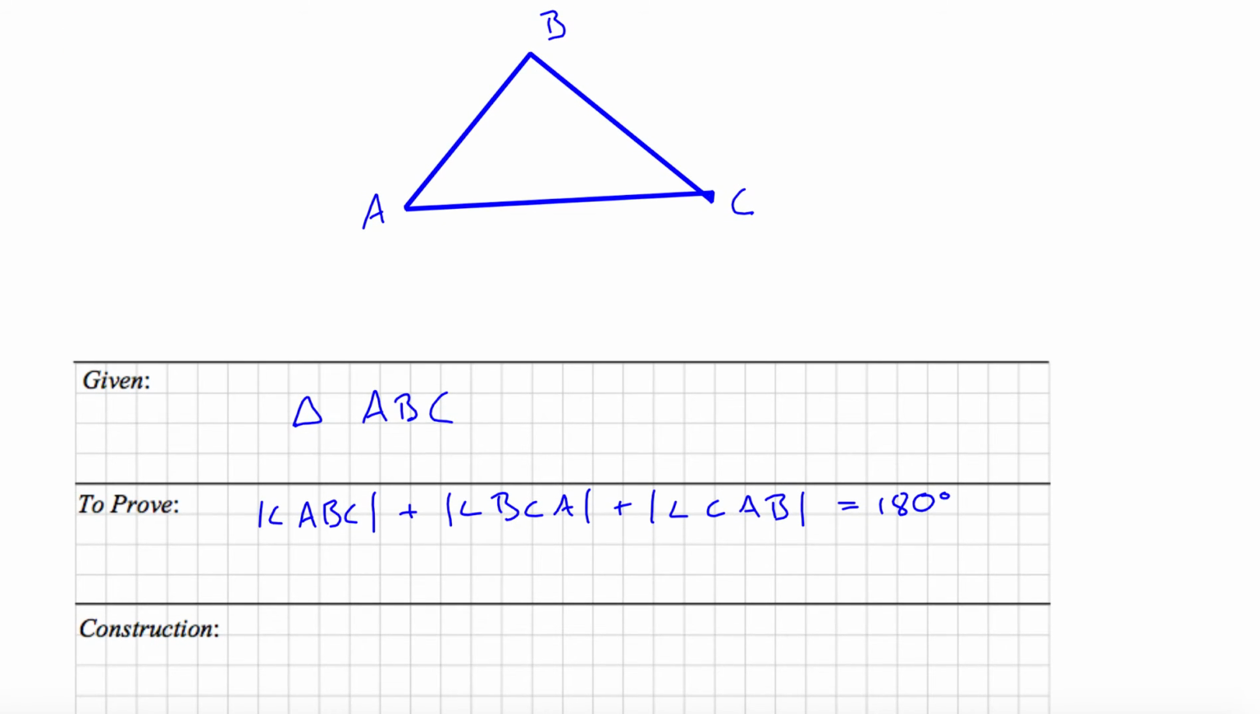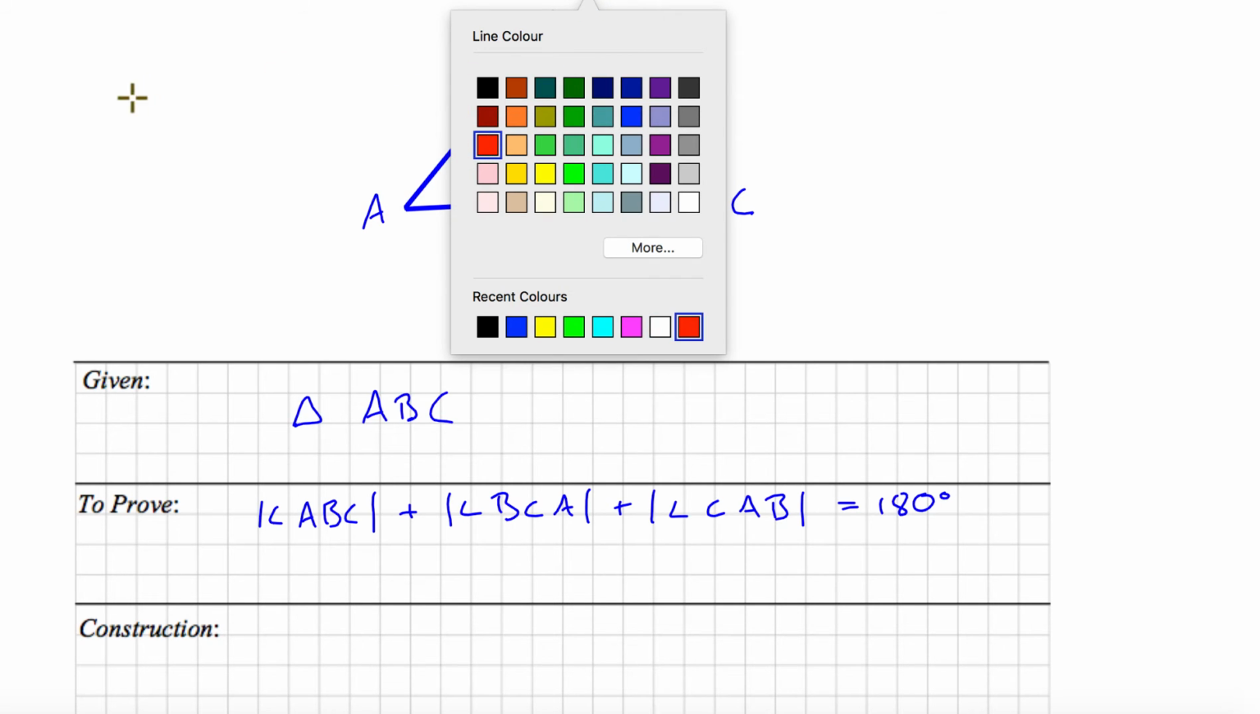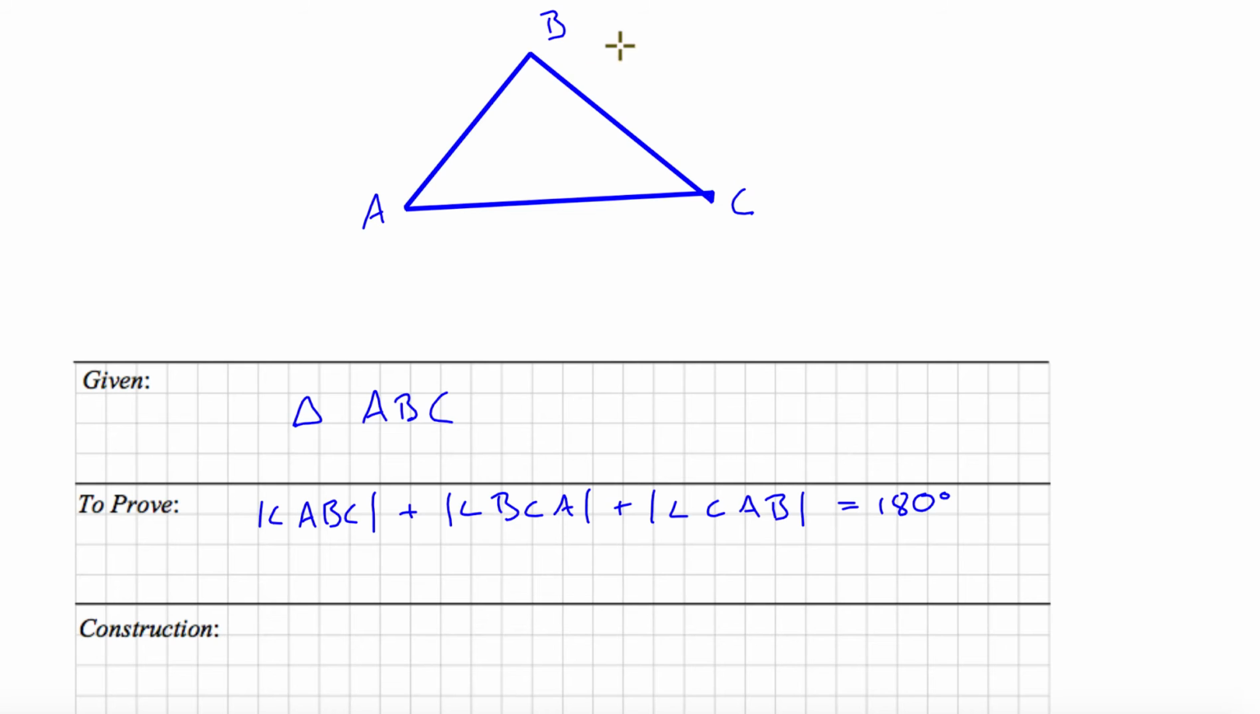So the construction then, what we do is we draw a line. I'm going to do this in a different color. I'm going to do it in red. So we draw a line through B that's parallel to A and C like this. And it must be parallel to this, okay? And we can call the line anything we want, but I'm just going to call it DE, because they're the next two letters in the alphabet.